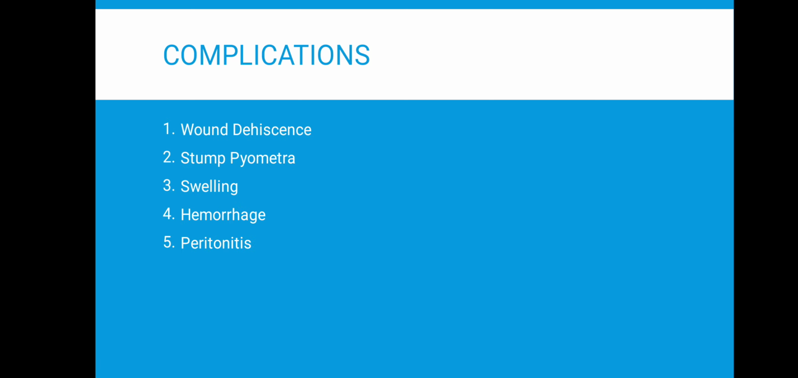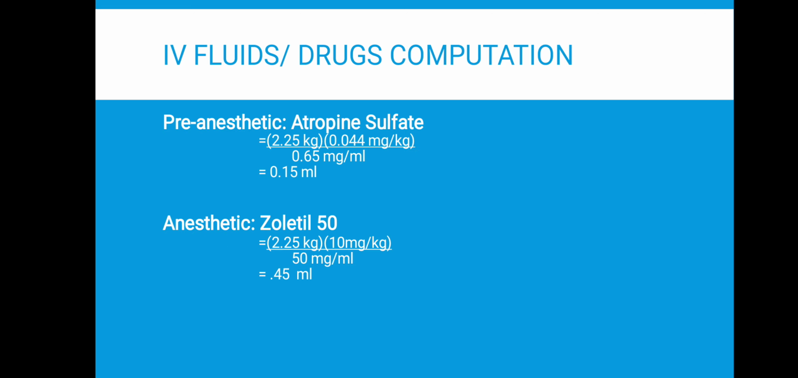Okay, so for the complications of this procedure, wound dehiscence may occur, stump pyometra, swelling, hemorrhage, peritonitis. For the IV fluids or the drug computation, first, for the pre-anesthetic, we use atropine sulfate. So for the computation, 2.25 kilos times 0.044 milligram per kilogram divided by 0.65 milligram per ml, so 0.15 ml. We use 0.15 ml of atropine sulfate.